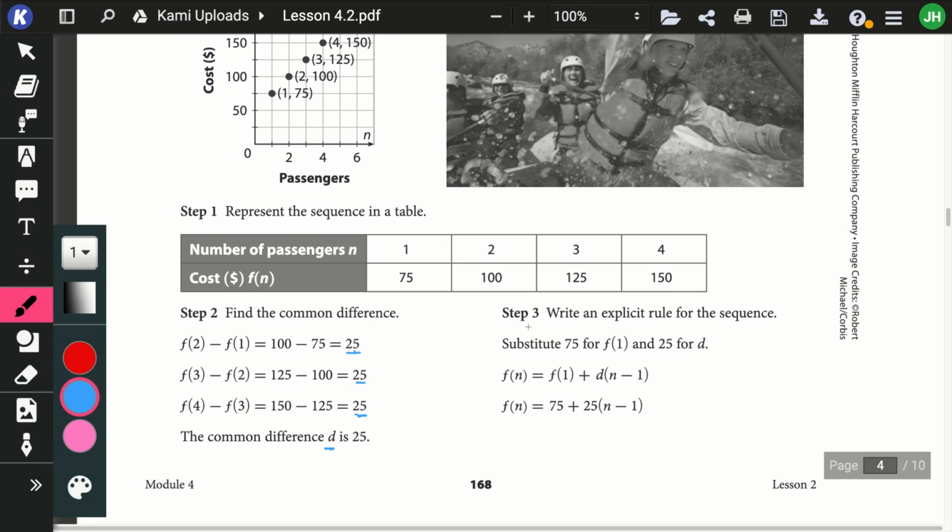Step 3, then, you now have the start value, the f of 1, and you have the d, the difference. Write it out. F of n equals, right? You're going to substitute 75 for f of 1 and 25 for d. F of 1 plus d times n minus 1. That's the general.